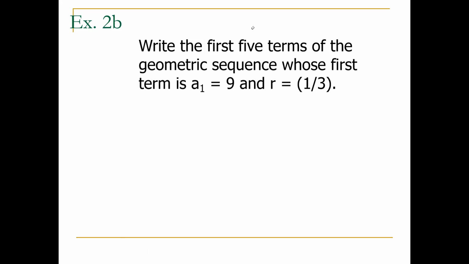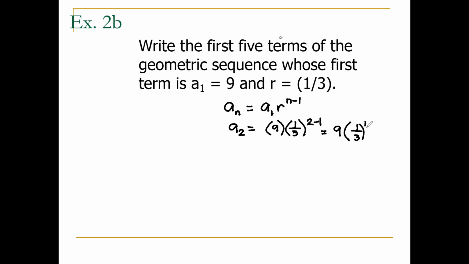So let's try this example. We have the first term, which is 9, and the common ratio is 1/3. Using the general rule for a geometric sequence, a sub n equals a sub 1 times r raised to n minus 1. We already have the first term, which is 9. So let's find the second term. First term is 9, r is 1/3, and n is 2 minus 1. Simplify, we will have 9 multiplied by 1/3.